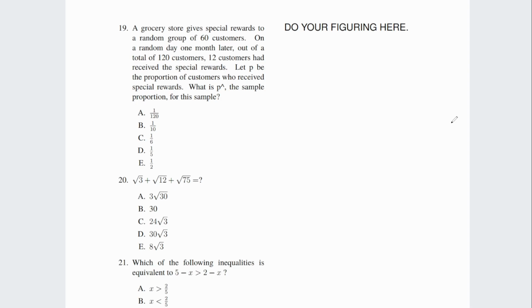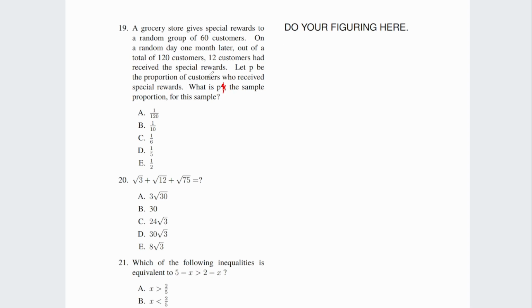19 asks, a grocery store gives special rewards to a random group of 60 customers. On a random day 1 month later, out of a total of 120 customers, 12 customers had received the special rewards. Let P be the proportion of customers who received special rewards. What is P? The sample proportion for this sample. This is an error. Your packet won't have this.